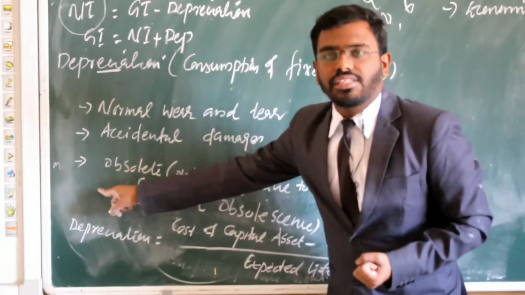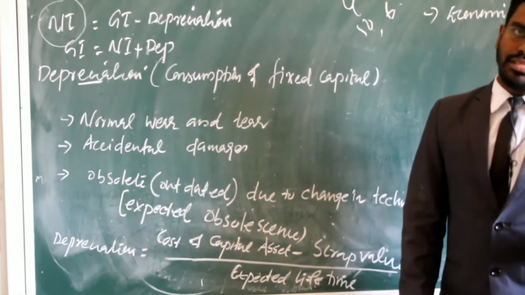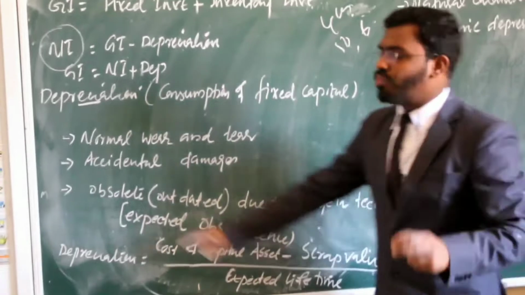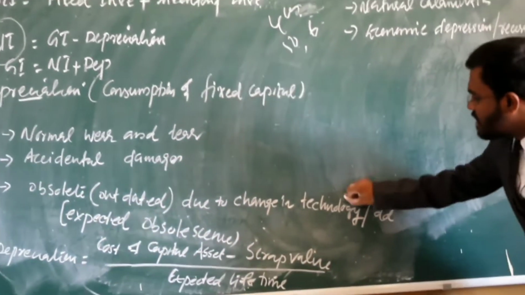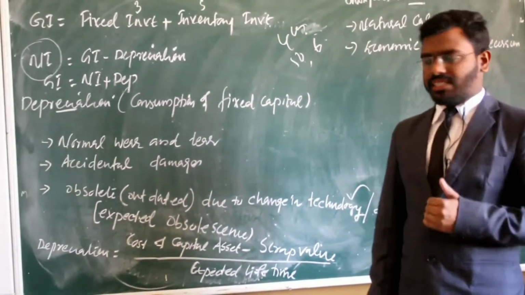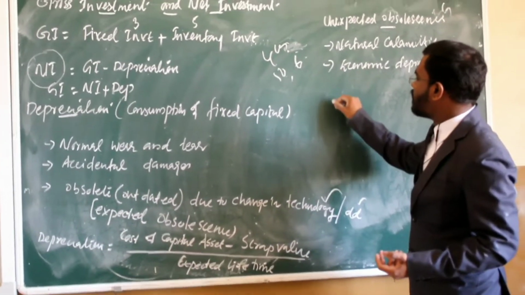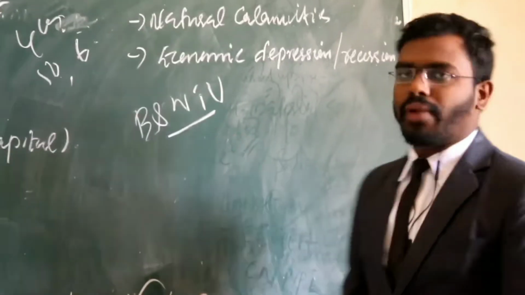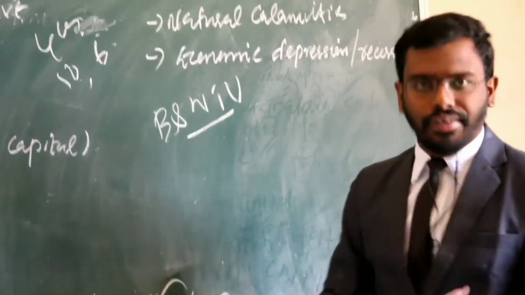Okay, next reason of depreciation, it is expected obsolescence. Expected obsolescence means the value of an asset will become obsolete or outdated due to change in technology or change in demand. Suppose, for example, a factory is producing black and white TV.